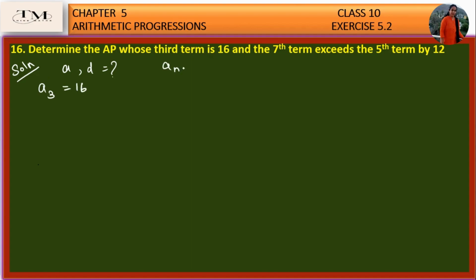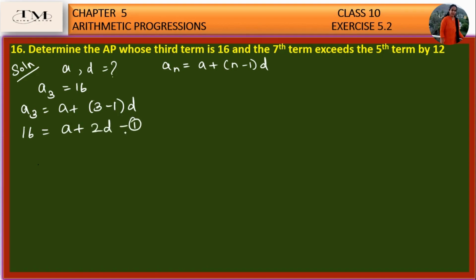So what is the general formula? an equal to a plus n minus 1 into d. They gave a3 is equal to 16. So I am going to put n is equal to 3. So a3 will be equal to a plus 3 minus 1 into d. What is a3? It is nothing but 16. So 16 equal to a plus 3 minus 1, which is 2, so a plus 2d. So this is one equation.